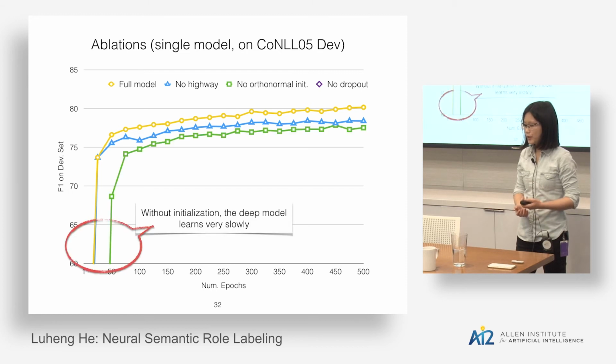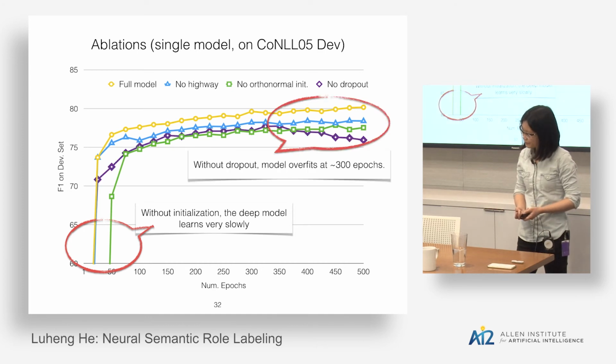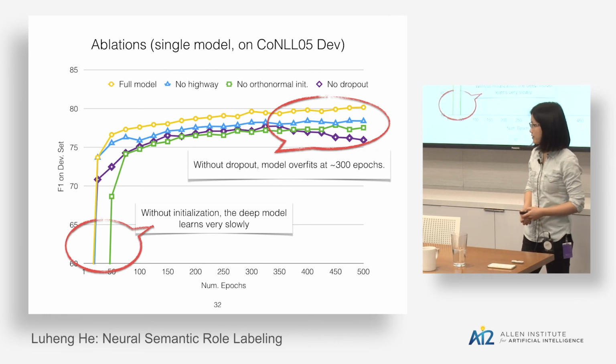And if we take away orthonormal initialization, the model learns very slowly. And actually, in the first 50 epochs, the model's accuracy stays at 0%. It's kind of surprising that an initialization has such a big impact on the model's performance. And if we take away dropout, the model overfits at around 300 epochs.